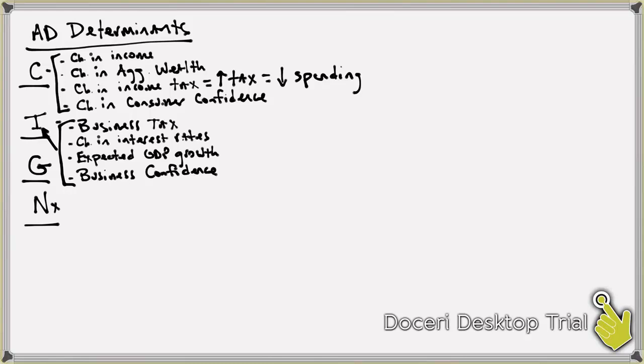And the next four factors that are listed here, those are the four things that change business spending. Remember, I represents business investment. And so business tax, a change in interest rates, a change in expected GDP growth, and a change in business confidence will all influence how much money a business is spending in the economy. And I think the most notable determinant here is a change in interest rates. And remember that an interest rate is just really the price that a person or a business has to pay if they want to borrow money.